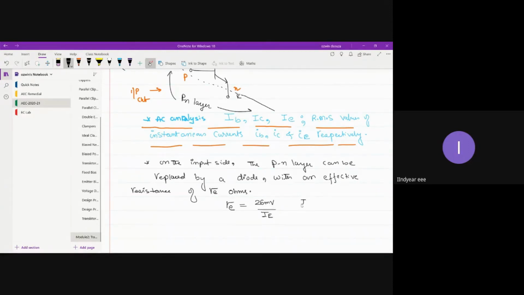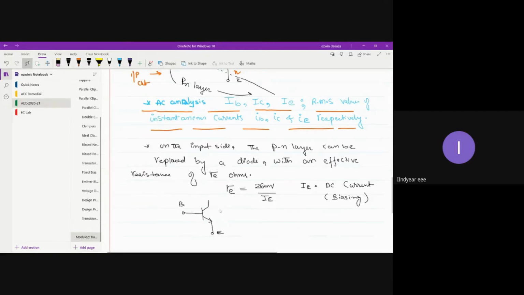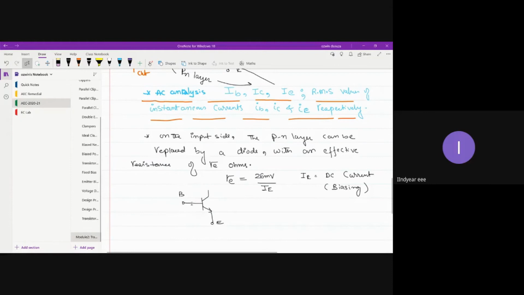So diode resistance RE is 26 millivolt divided by IE. Remember, this IE is DC current, in bracket you can write biasing current, because biasing is DC operation. So that is how you get the value of RE. In your equivalent circuit, this is your base layer, and this is your emitter layer. I'm not marking the collector terminal.